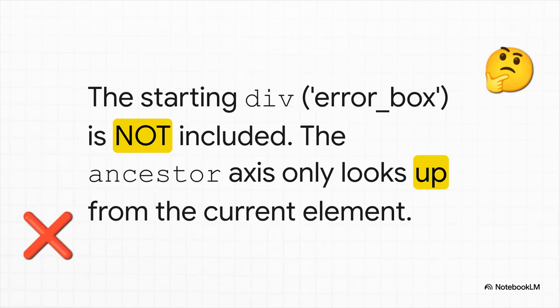And what do we get? 7. XPath finds 7 elements. So that means there are 7 div tags wrapping our little error box. The parent, the grandparent, all the way up the document tree. But wait a minute, here's the key thing to notice. Our starting element, that error-box div itself, is not in that list of 7. And that's because the ancestor axis, just like its name implies, only looks up. It completely ignores the element you started from.